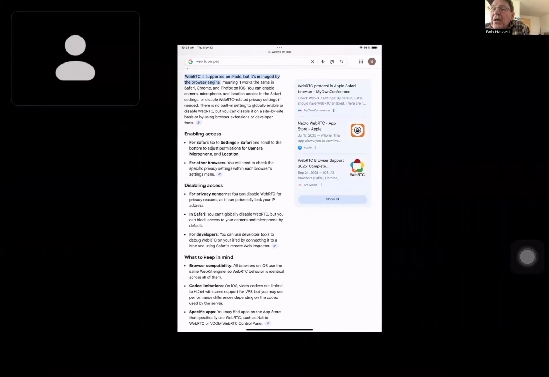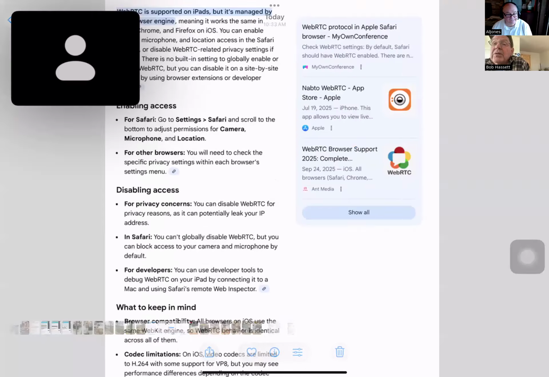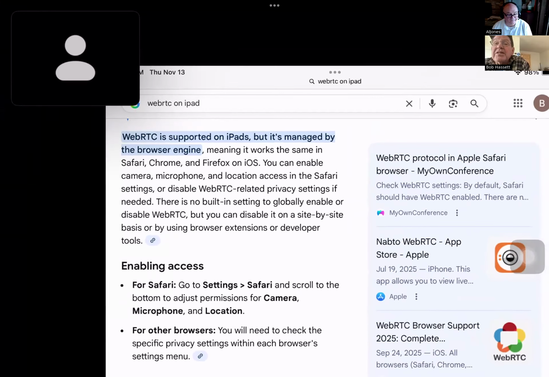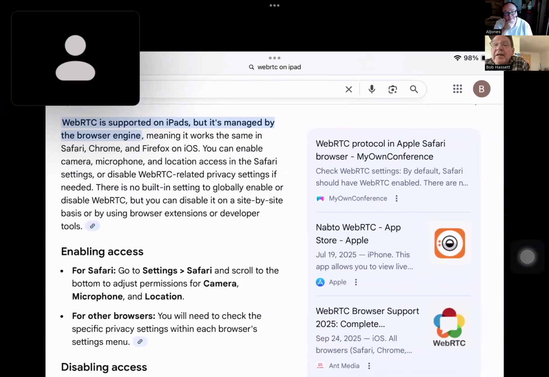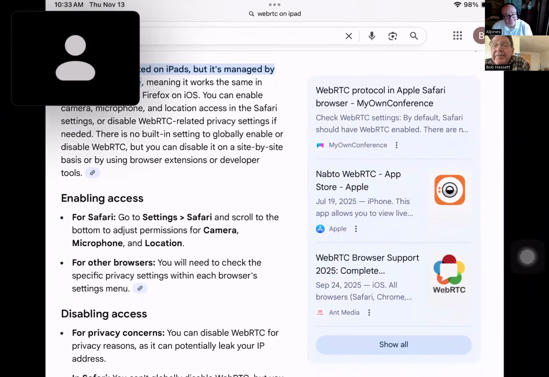And then the other thing I started looking at once I got the Pi up was looking at WebRTC, whether I could do that on the pad. And this is what I came up with on a search. It seems like this stuff is embedded with Safari, Chrome, and Firefox. So I think this week I'm going to look into that.